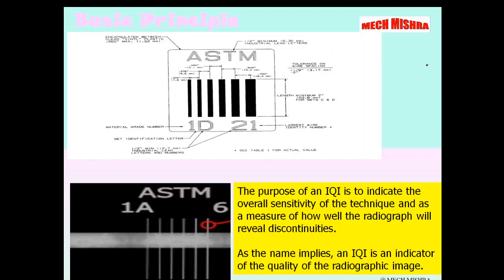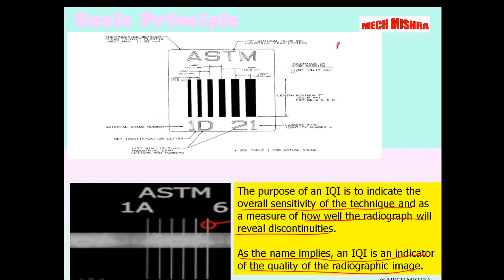Okay, so as we discussed, the purpose of an IQI is to indicate the overall sensitivity of the technique, and as a measure of how well the radiography will reveal the discontinuity. As the name implies, IQI is an indicator of the quality of the radiographic image.